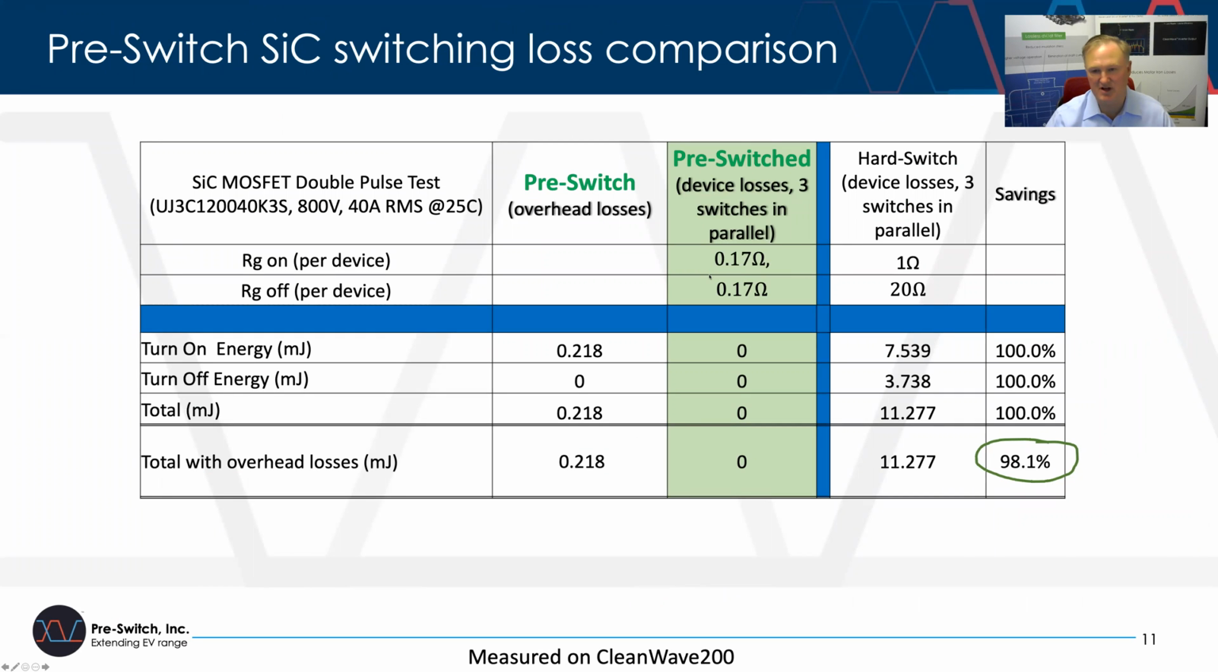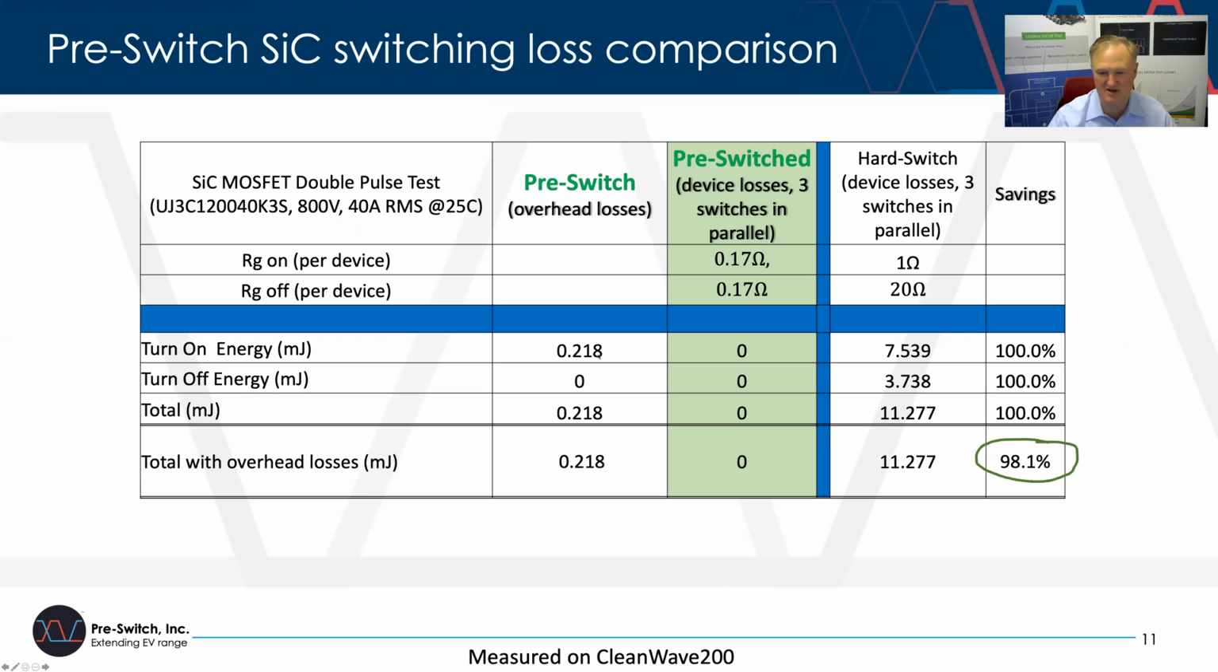In summary, if you look at just the switching losses, you can see the comparison between the resistors that we're using for both turn on and turn off versus the hard switching. And you can see that for 3 devices in parallel, for the same 3 devices, both hard switched and pre-switched, you've got virtually 0 switching losses compared to 11.27 millijoules of losses within the 3 switches in the hard switch application.